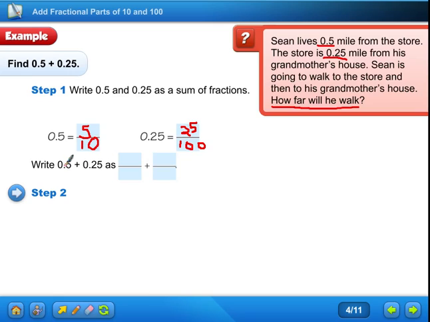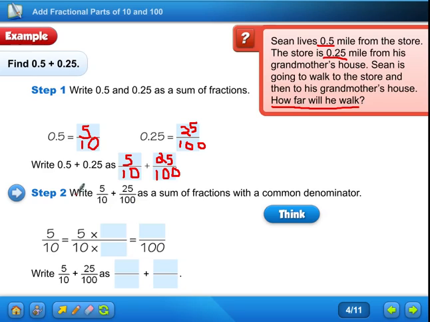All right, write 5/10 and 25/100 as 5/10 and 25/100. All right, are you good so far? But we can't add those because our bottoms aren't the same. If your bottoms are the same, add your tops. Well, my bottom's not the same, so I got to make my bottom the same. All right, step 2. Write 5/10 plus 25/100 as the sum of fractions with a common denominator.